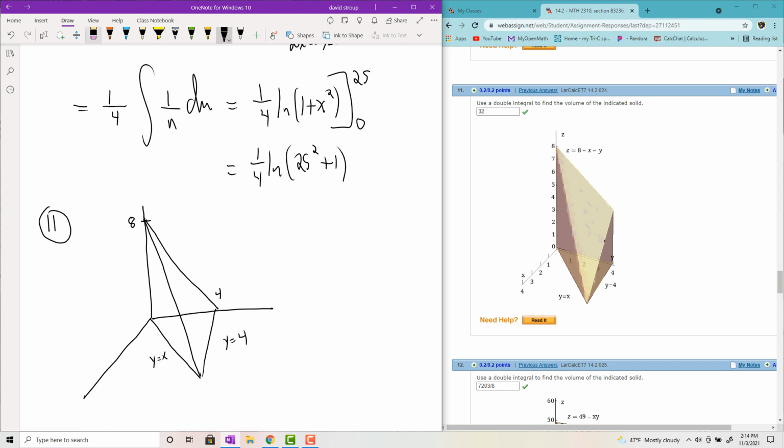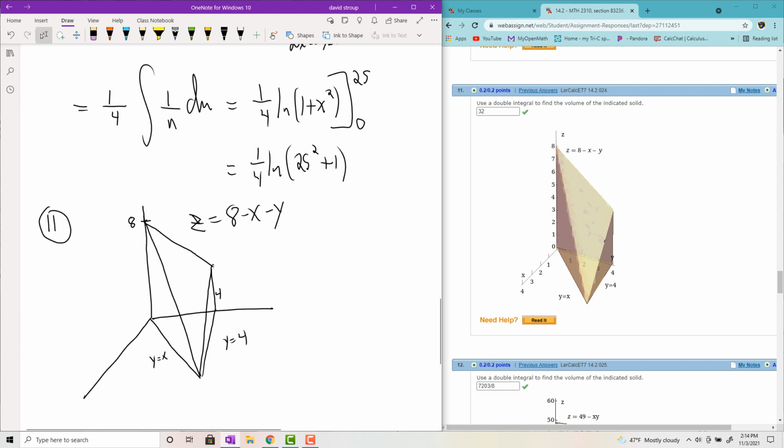I screwed that up. It's not quite. So there's another line kind of like right here all the way up to, I think it's 4, and then this goes down like this. So it's z equals 8 minus x minus y, and then there's kind of like this region. Okay, so how the heck do I do this?